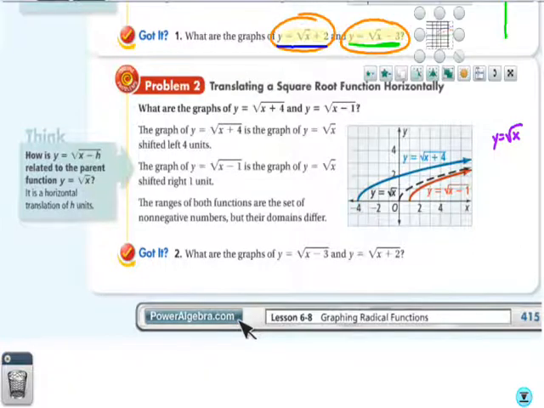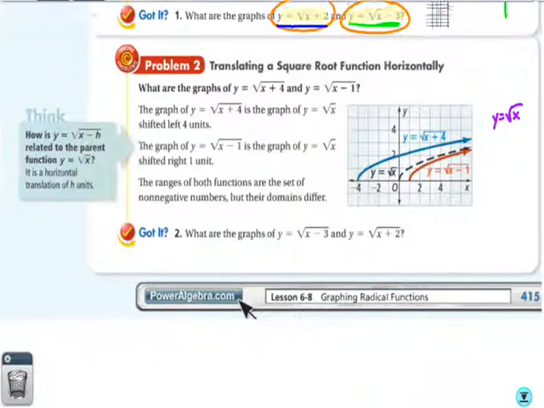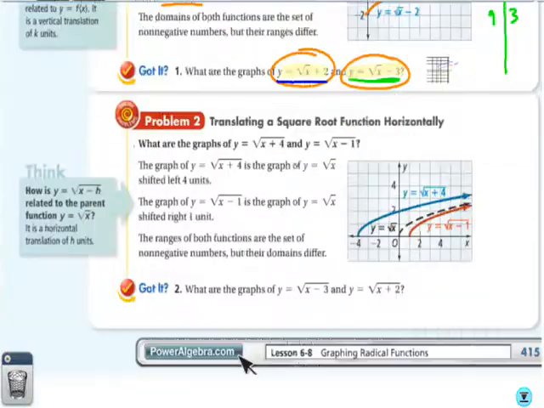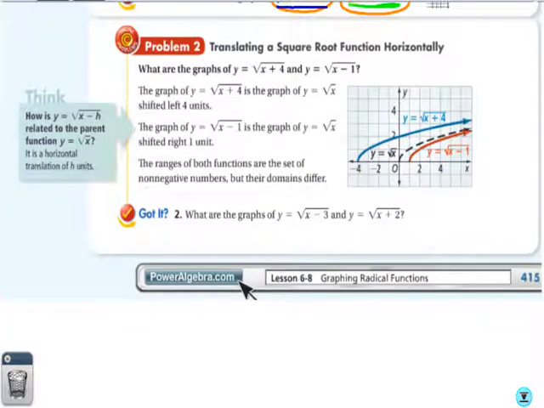All right, so translating something horizontally, we'll actually put whatever we're doing inside the radical. So for example, right here we have y equals the square root of x plus 4. You'll notice the parent function again is this black dotted one going right here. And then when we have a plus, we shift it left. When we have a minus, we shift it right.